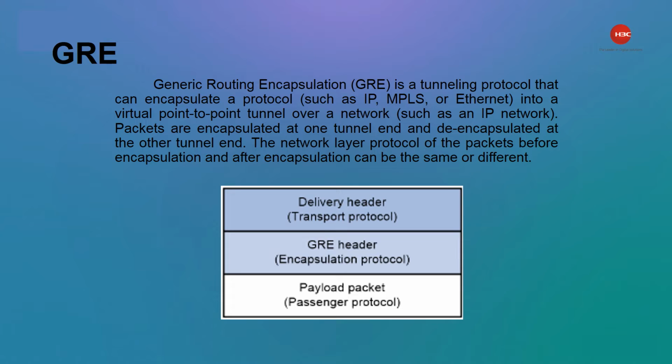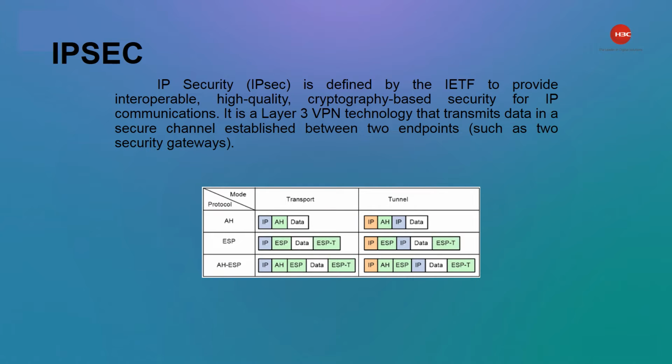After introducing GRE, let's take a look at the IPSEC protocol. IPSEC is a three-layer tunnel encryption protocol formulated by the IETF. It provides high-quality, cryptographic-based security guarantees for data transmitted on the Internet. It's a way to achieve traditional three-layer VPN security technology.